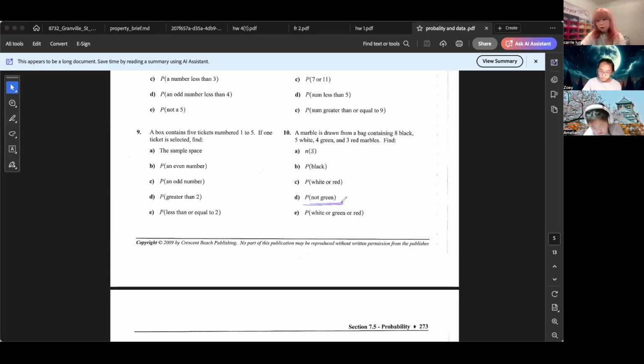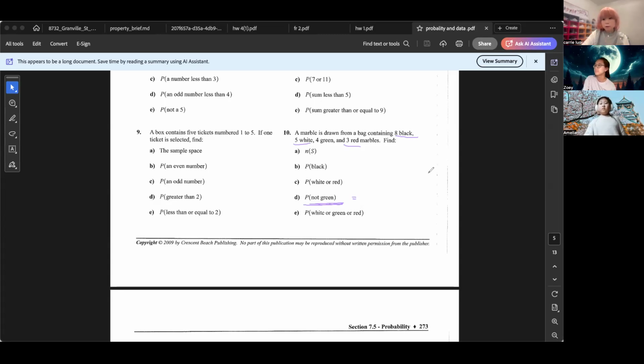Not green. Okay, I'm going to talk about this question, okay? So we want to find the probability of not green. So that obviously is finding the probability of black, white, red, right? But the probability of getting all of them is going to be 100%, right? Correct?